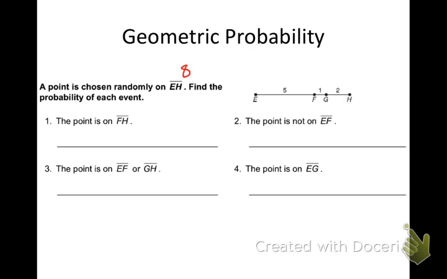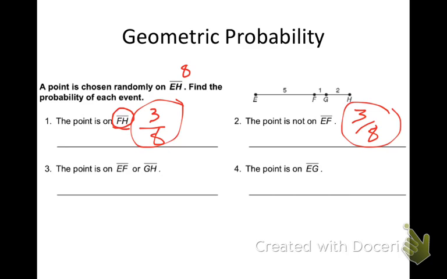Nice job. So the point is on FH. So we're talking specifically about FH here. How long is FH? 3 out of the whole segment, which is 8. So the probability of it falling on FH is 3/8. Okay. Number 2. The point is not on EF. So if I look at EF here, EF is 5. So if it's not on EF, it's falling onto what, Nico, you said? 3/8. Nice job, sir.